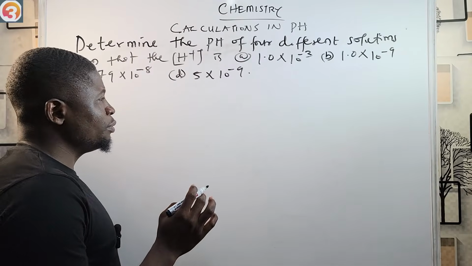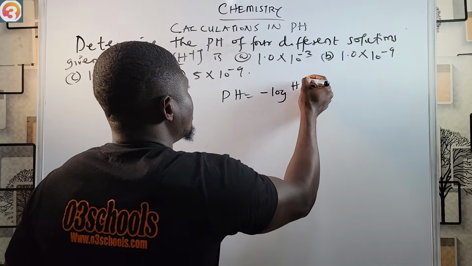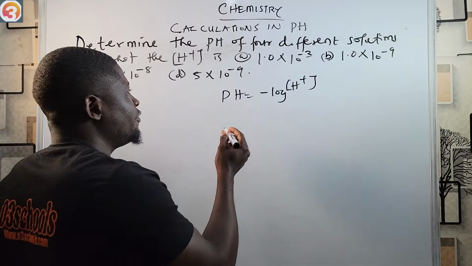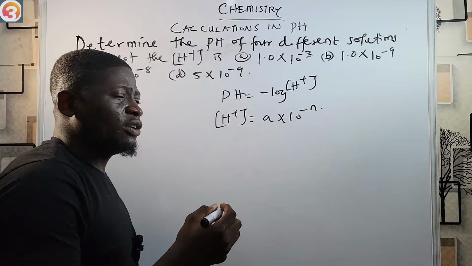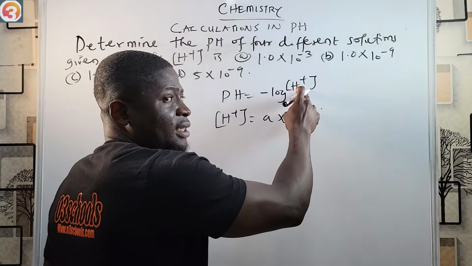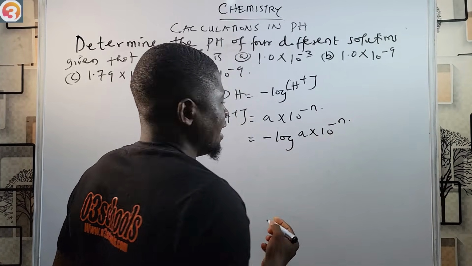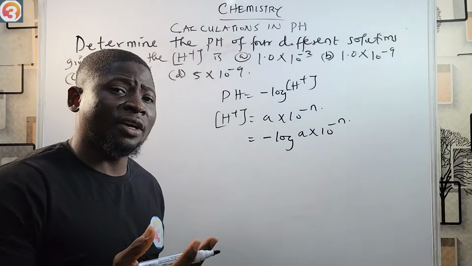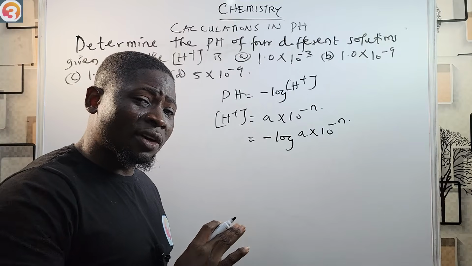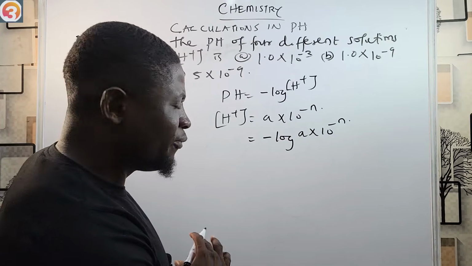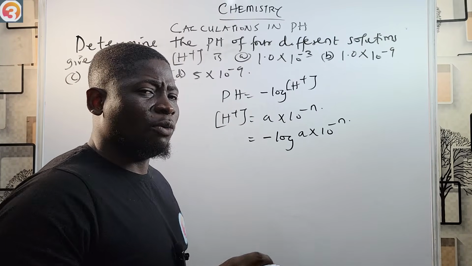So before we solve this, there's something I need to quickly explain to you. We already know that pH is the negative logarithm of the hydrogen ion concentration. So if the hydrogen ion concentration is A times 10 to the power minus n, then we can replace the hydrogen ion concentration with this. I'm going to have minus log of A times 10 to the power minus n. If you know the laws of logarithm, it will be easy to follow. But if you have not learned about logarithm before, there's a video on this channel that simply explains logarithm. Please look for it under the mathematics channel and watch it.